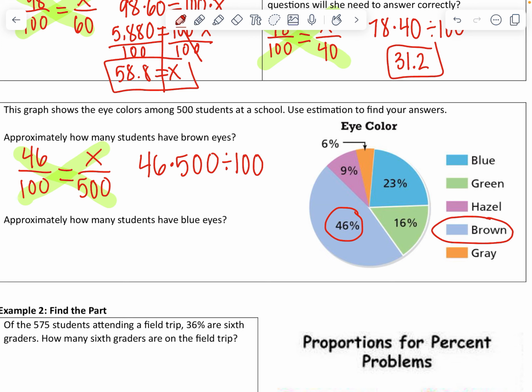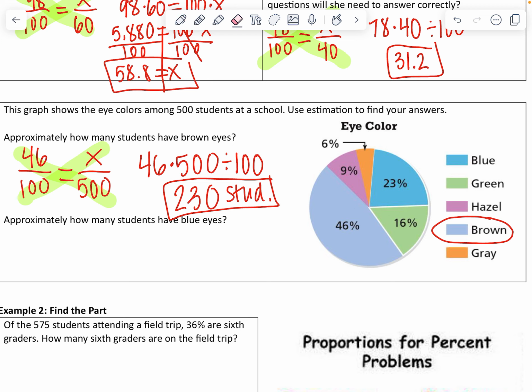Now I'm going to put that in my calculator. So 46 times 500 divided by 100. And I get 230 students. Would be my answer. I want you to try this next one on your own. Pause the video, and then you can fast forward to see my answer to see if you got it right. Okay.